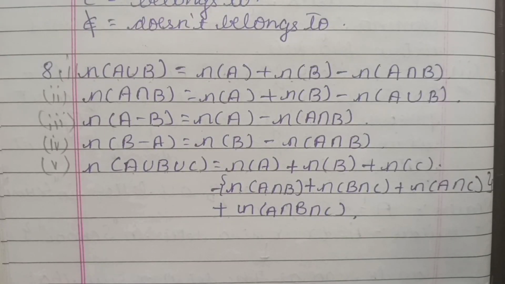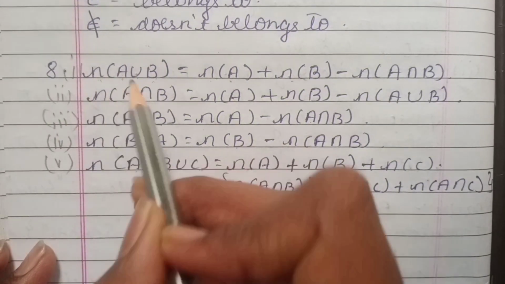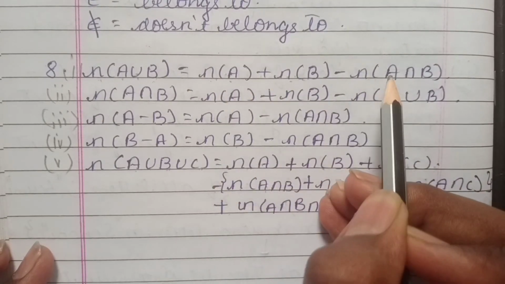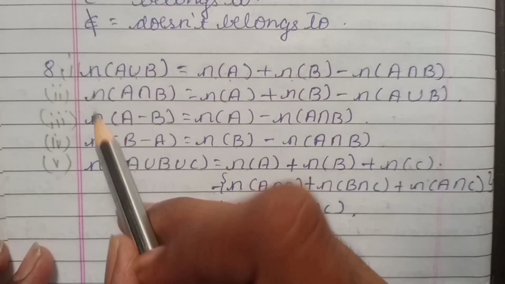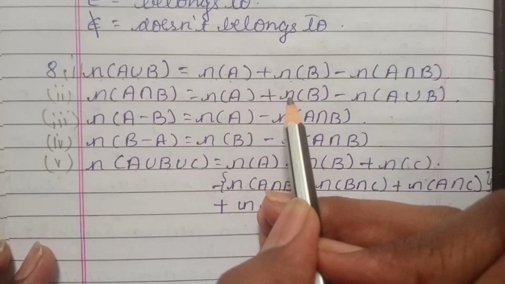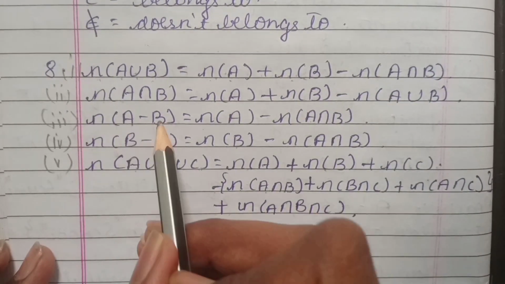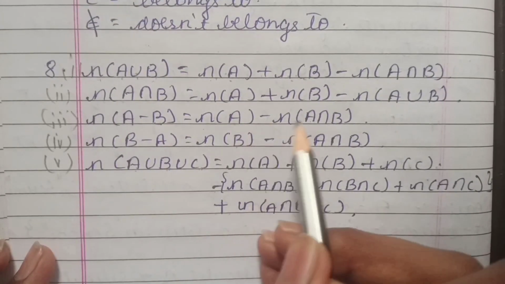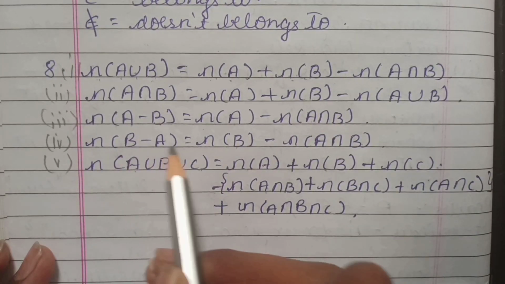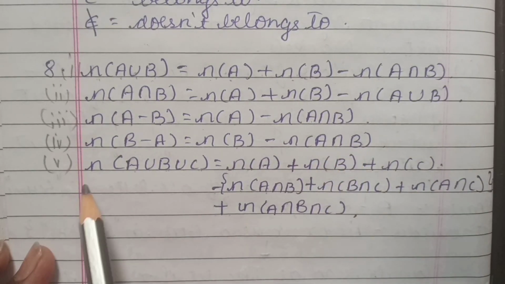Now we'll look into the basic important formulas. Number of A union B is equal to number of A plus number of B minus number of A intersection B. Number of A intersection B is equal to number of A plus number of B minus number of A union B. Number of A minus B is equal to number of A minus number of A intersection B.